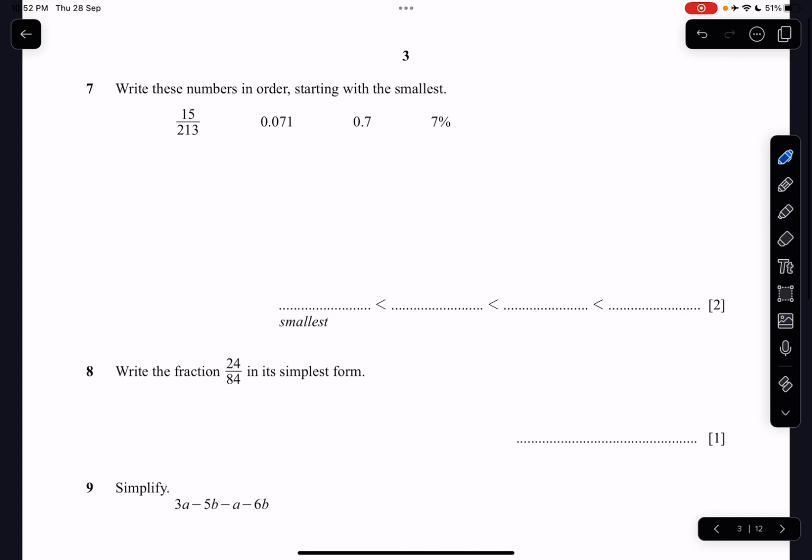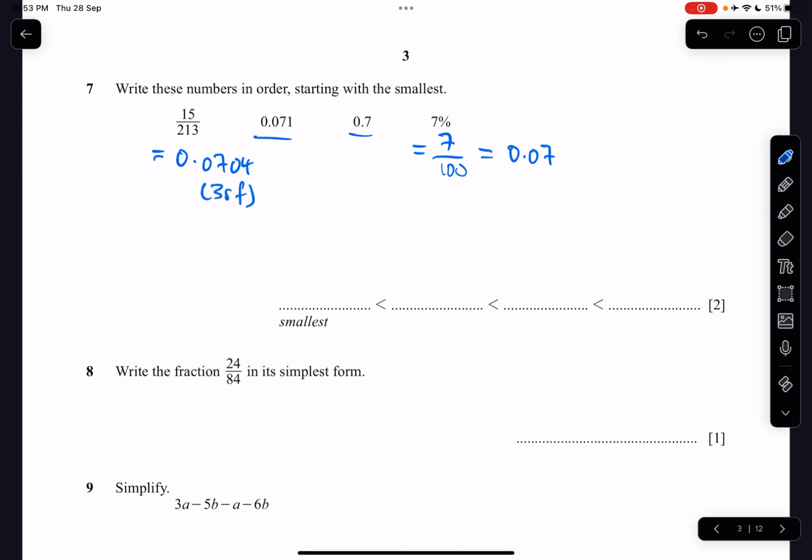Okay, write these numbers in order starting with the smallest. At first glance, I see that I have 0.071, 0.7, 7%, let's call it 7 over 100, and this is actually 0.07. This fraction over here, if I use the calculator to help me, 15 divided by 213 is actually 0.0704 if I leave this as 3 SF.